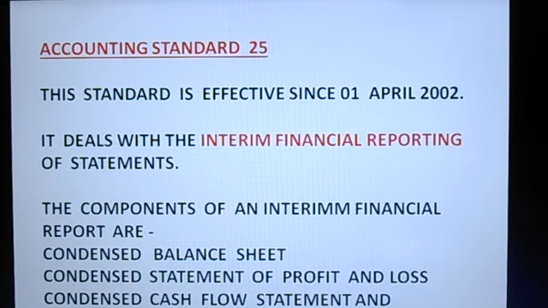Accounting Standard 25. This standard is effective since 1st April 2002. It deals with the interim financial reporting of statements. The components of an interim financial report are a condensed balance sheet, condensed statement of profit and loss, condensed cash flow statement, and self-explanatory notes.